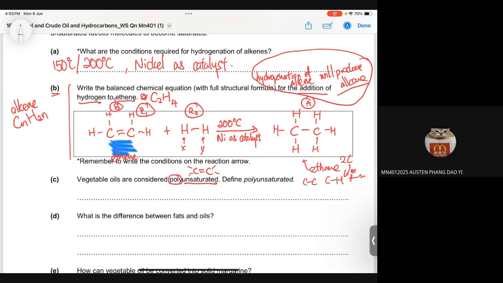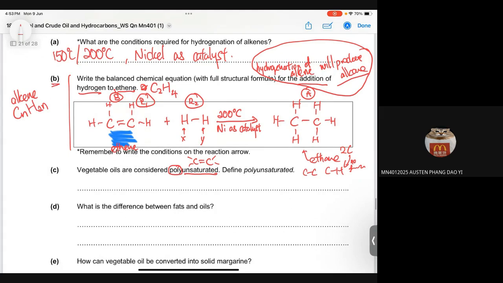Mono, di. Mono means one, di means two. Poly normally refers to more than three, so it normally means there is a lot. So poly refers to many. I just need you to take note of this idea: poly actually refers to many.